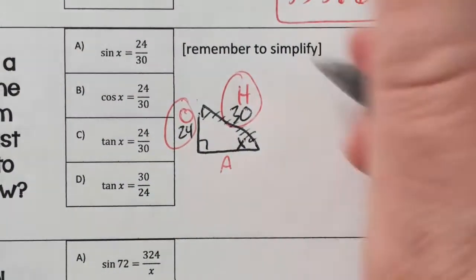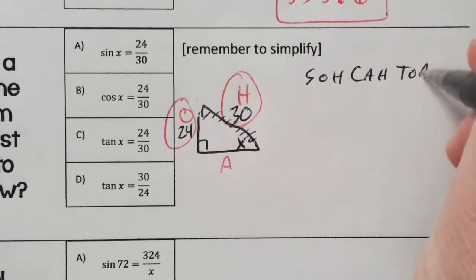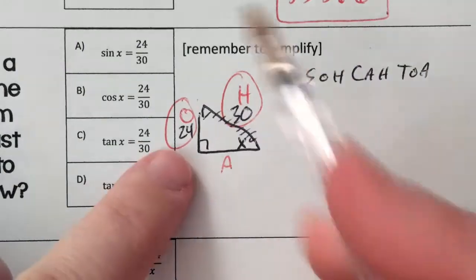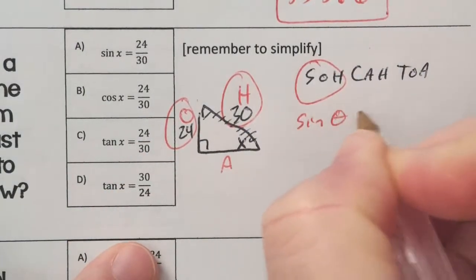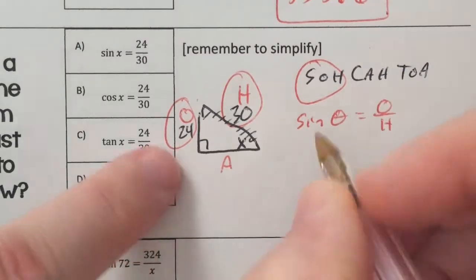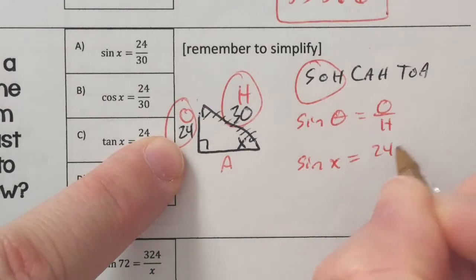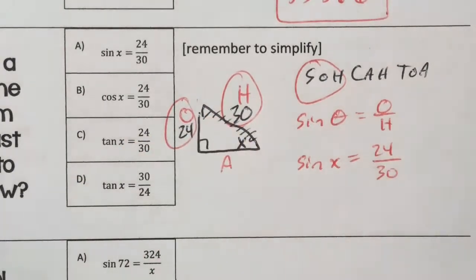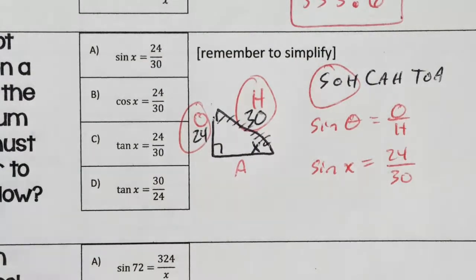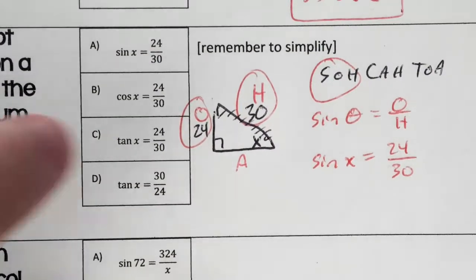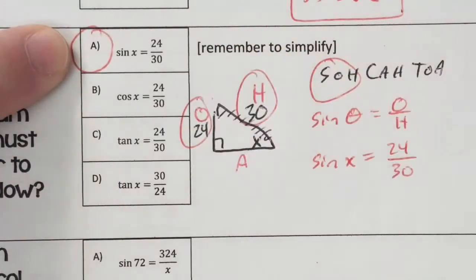All right, so for SOHCAHTOA, we're using H and O, and that would be sine. So sine of theta equals O over H. Sine of X equals O, which is 24, over H, which is 30. Okay, so let's pause. Once we have this equation, let's make sure we turn it into the computer and check that we have the right equation. In this case, it would be A.